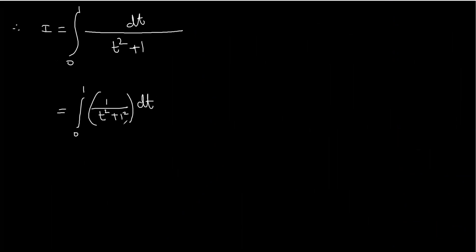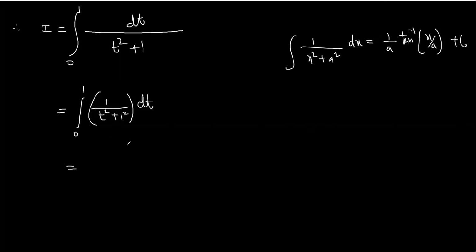Now this is from the first set of theory. That is, if you remember, we have done this in indefinite integral where we wrote 1 upon x square plus a square dx as 1 over a tan inverse of x over a plus c. So here it will be 1 over a. A is 1. So 1 over 1 tan inverse of t over 1, and then 0 to 1. You got that? Now see, 1 upon 1 is 1, so it hardly makes any sense writing those. So it is tan inverse of t and 0 to 1.